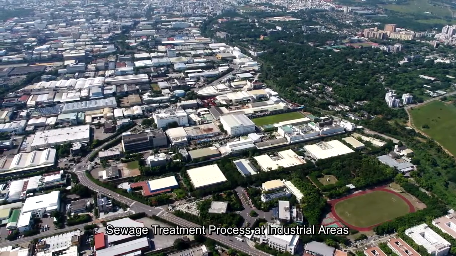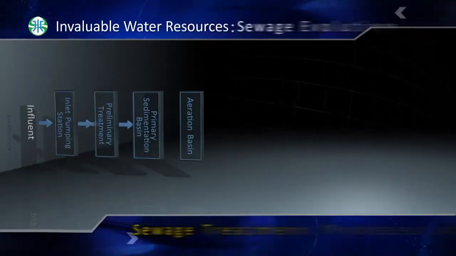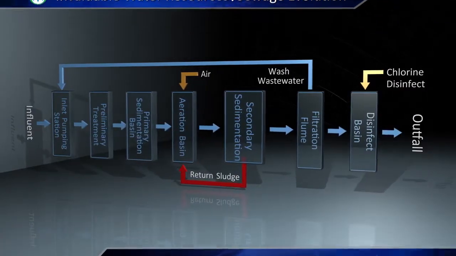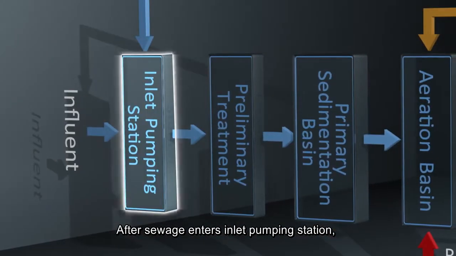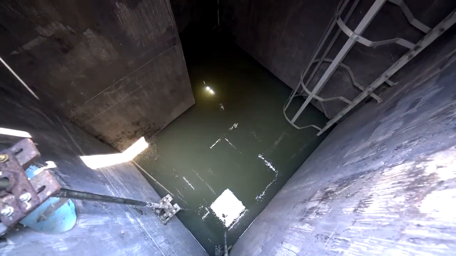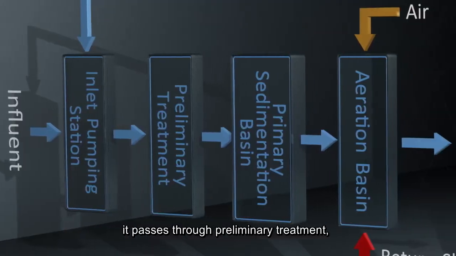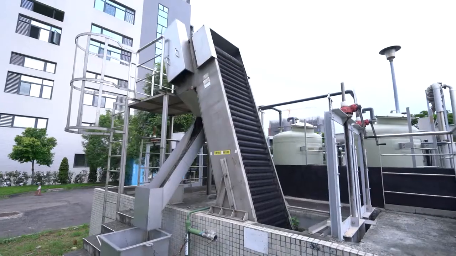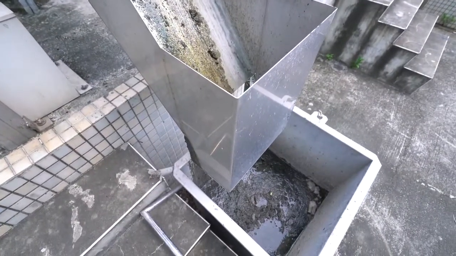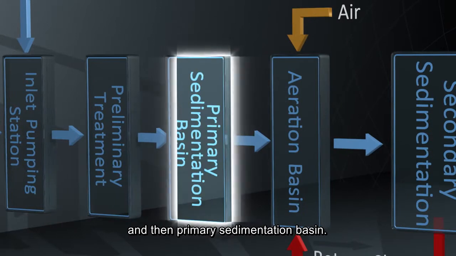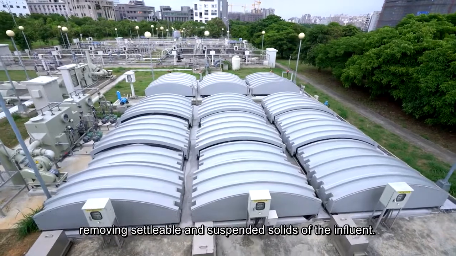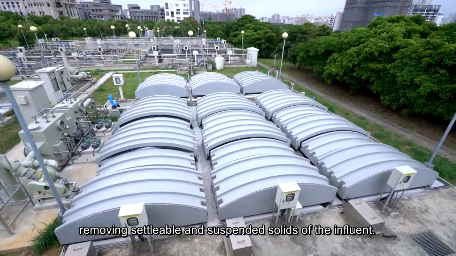Sewage treatment process at industrial areas. After sewage enters the inlet pumping station, it passes through preliminary treatment and then the primary sedimentation basin. Primary sedimentation basin, removing settleable and suspended solids of the influent.